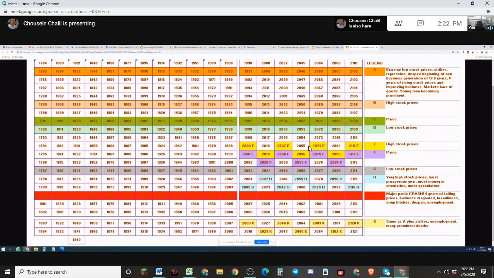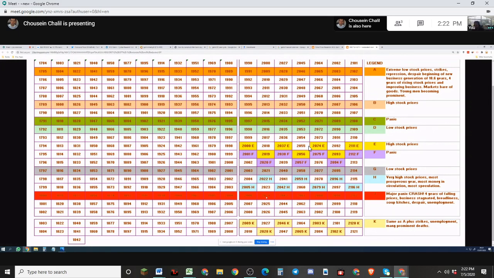Sell in 2022. Sell in 2022, because it got very high, and then you can see the major crash in 1930, which was the Great Depression.